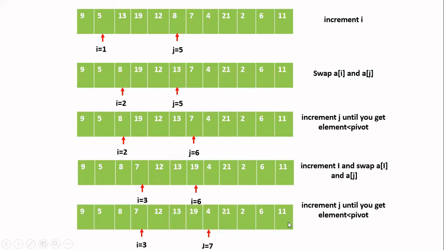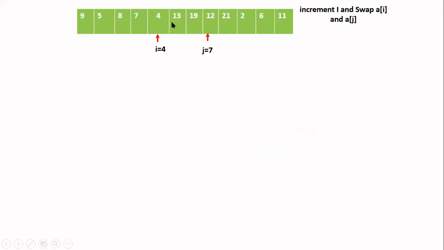So now I am going to increment j. j is now pointing to the element 4. 4 is less than the pivot element. So I got the element. So what I have to do now is increment i and swap A of i and A of j. So I have done the increment and I have swapped the values. So I am getting 4 here and then 12 here. They are exchanged.